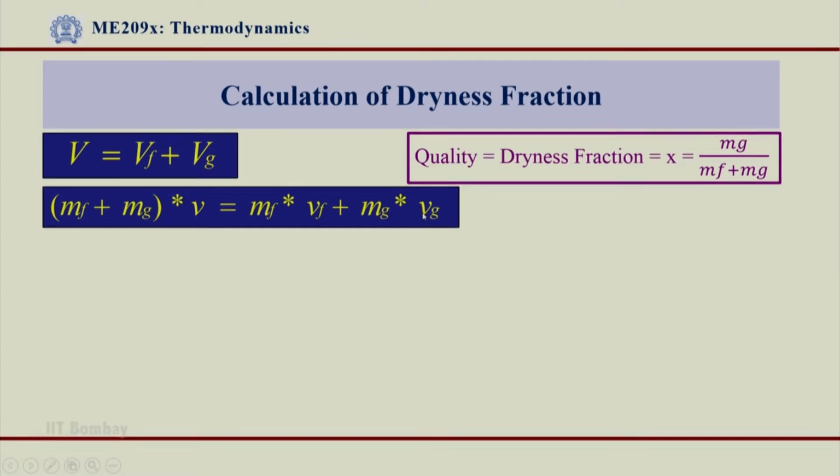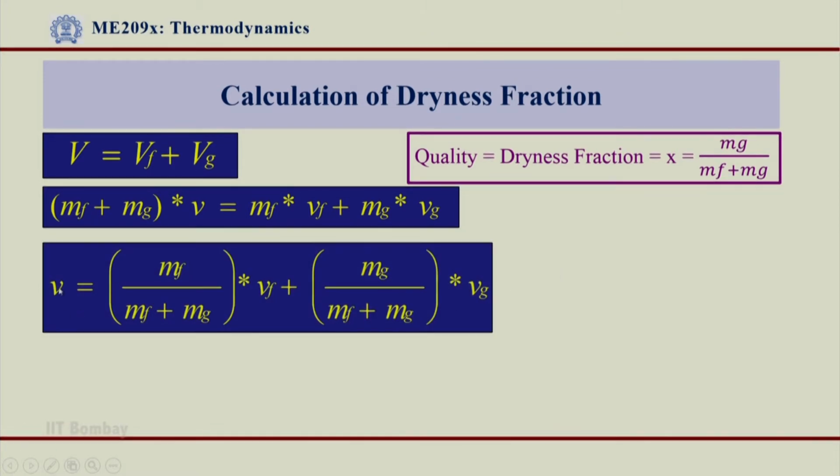Both Vf and Vg are computed at the same pressure and temperature, and these values can directly be obtained from the steam tables. Now, if I divide this equation by Mf plus Mg, I will get the next expression as V is equal to Mf upon Mf plus Mg Vf plus Mg upon Mf plus Mg into Vg. What is this bracket? This bracket is nothing but the x value, alright. And what is this bracket? Mf upon Mf plus Mg is 1 minus x, alright. Because Mg represents x, Mf will represent 1 minus x when it is divided by total mass.